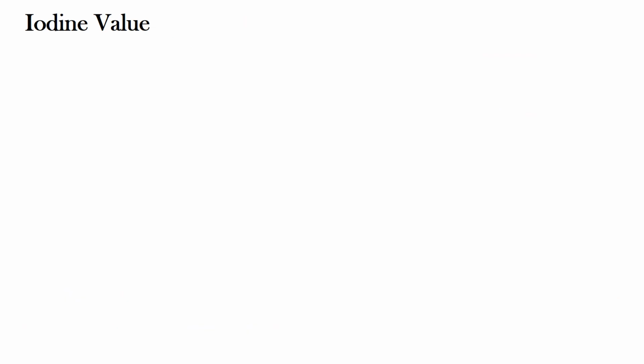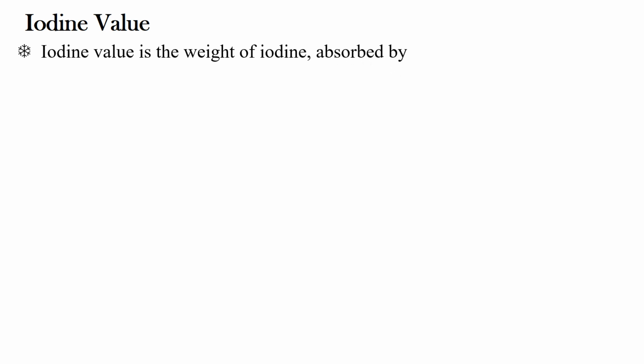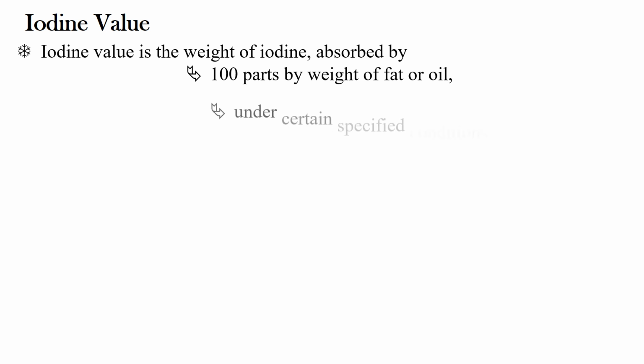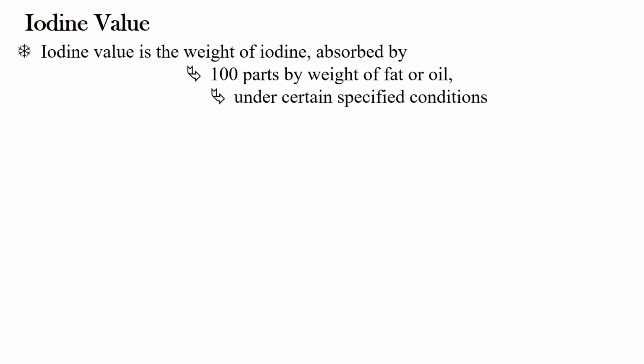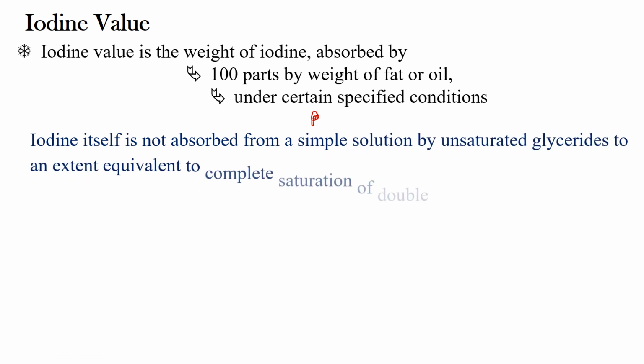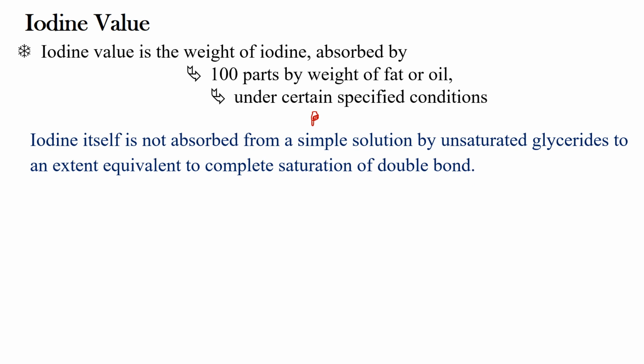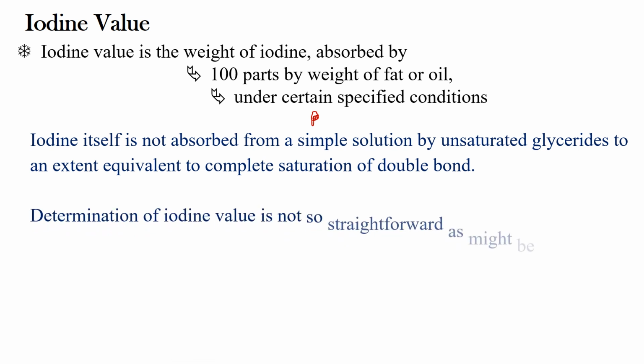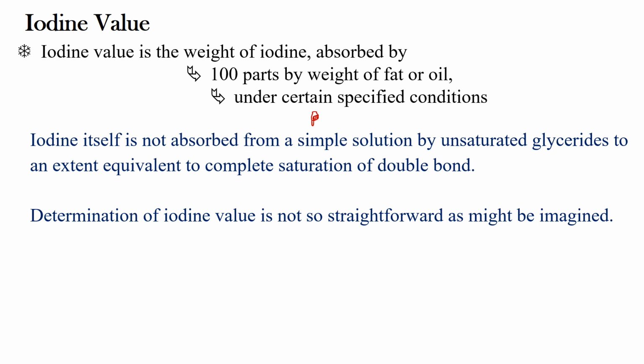Coming to iodine value. Iodine value is the weight of iodine absorbed by 100 parts by weight of fat or oil under certain specified conditions. Under certain specified conditions, because the iodine itself is not absorbed from a simple solution by unsaturated glyceride to an extent equivalent to complete saturation of double bond. And so, the determination of iodine value is not so straightforward as might be imagined.